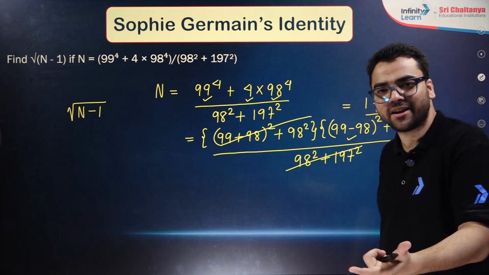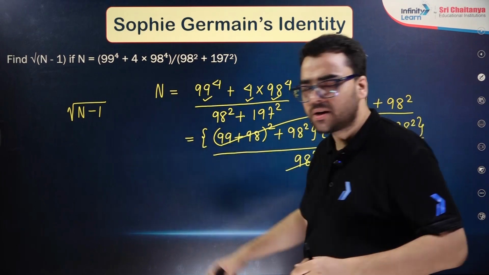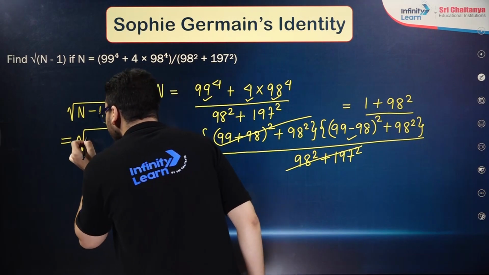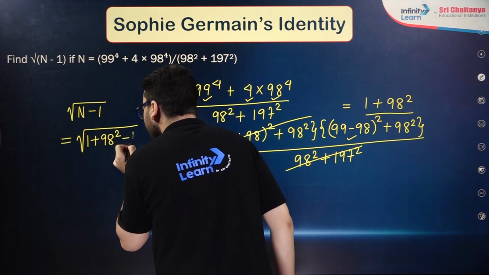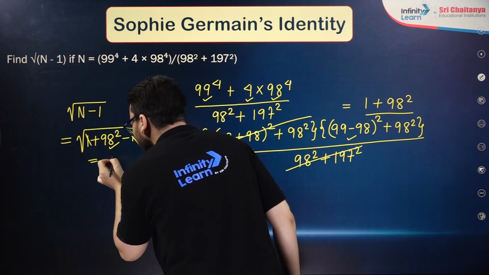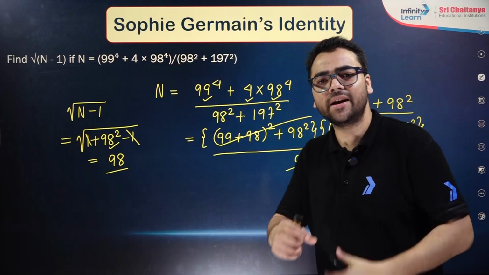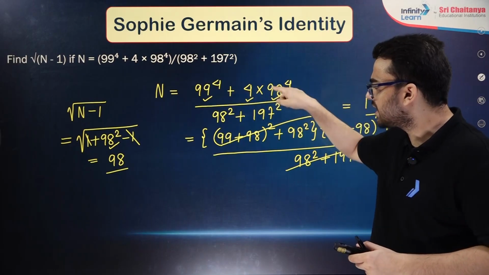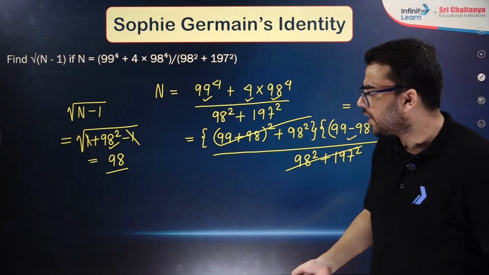We are left with nothing. So we want to find the square root of this thing. It's a direct question now. You see, the square root of n is nothing but 1 plus 98 square, and minus 1 is already there. It will be cancelled out. So square root of 98 square, that will be 98 only. It's the answer. So you see, it's a very direct question. If you just see that, and if you know the Sophie Germain's identity, you can directly do it. Let's move on to the next one.